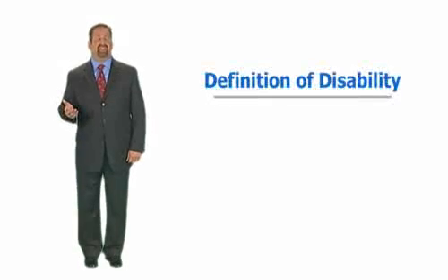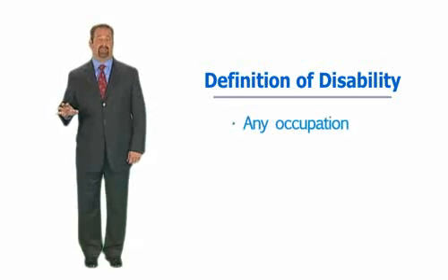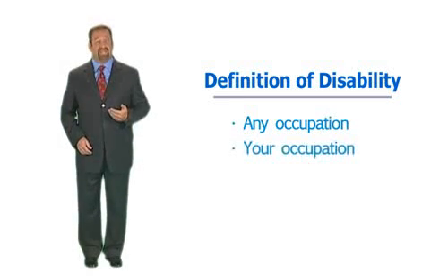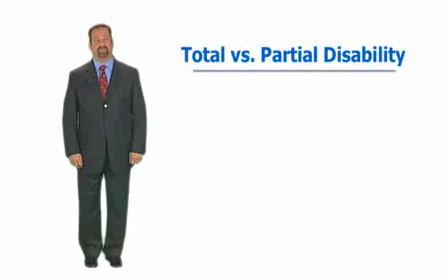There are three components which also impact how comprehensive a policy is. First is the definition of disability. Some policies pay if you're unable to do any job. Other policies pay if you can't do the job that you're doing at the time of disability. The next component is whether or not the policy will pay for a partial disability.